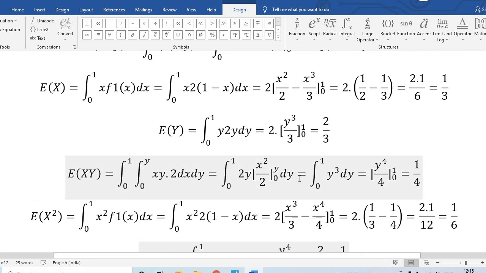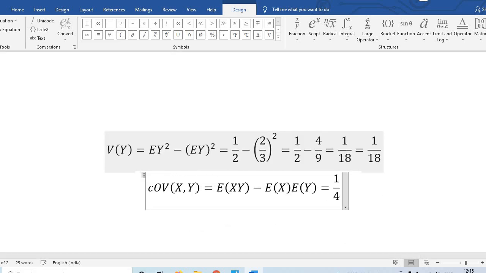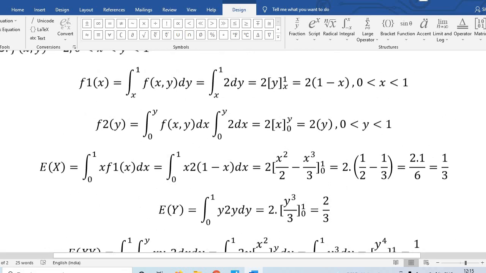What is covariance? Expectation of x is 1 by 4, 1 by 4 minus what is expectation of x? 1 by 3, expectation of y 2 by 3.